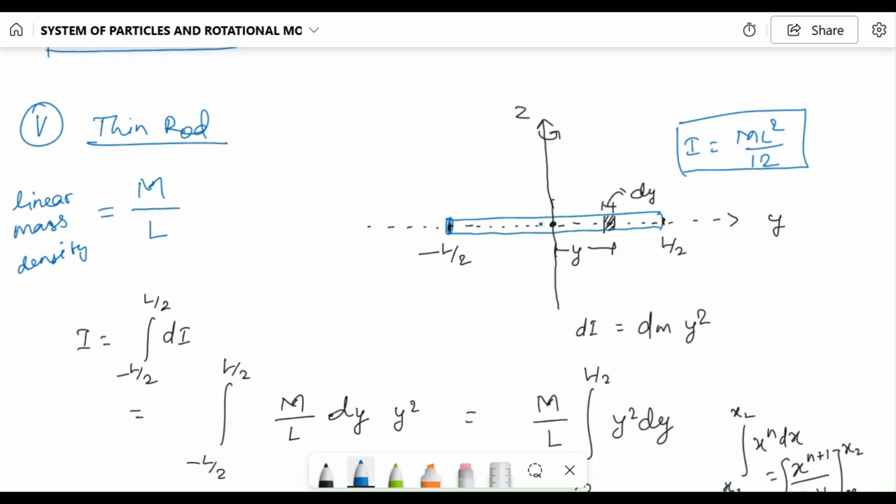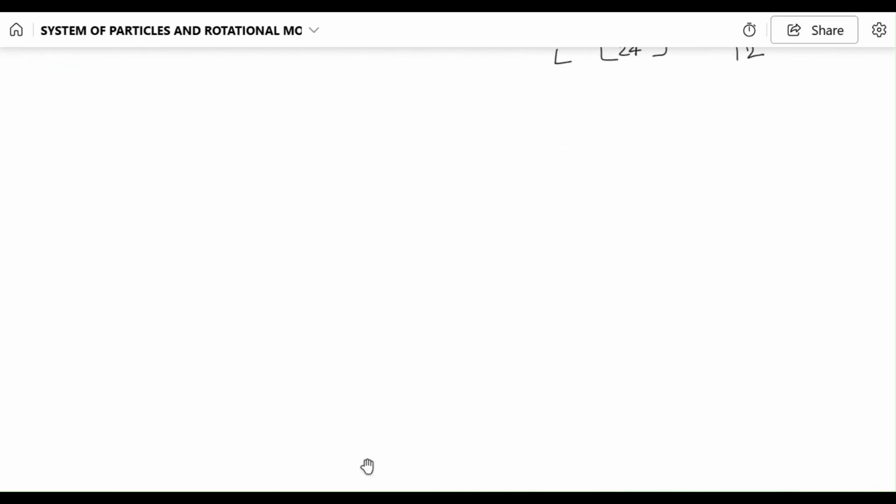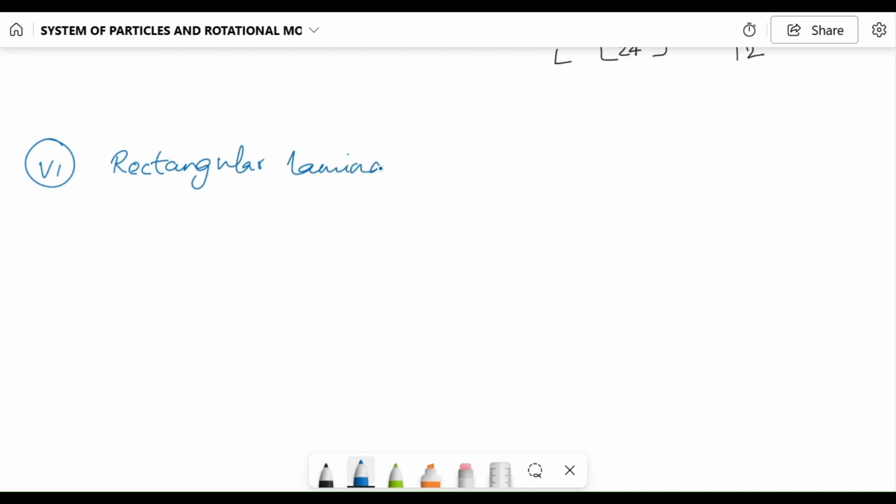Now we can extend this approach to get the moment of inertia for a rectangular lamina. Okay, let me show you how we can do that. So let's take, I guess it is the sixth one, rectangular lamina. So what we can do? We can consider this rectangular lamina as a system of various linear mass distributions, just like thin rods. Here we can consider that.